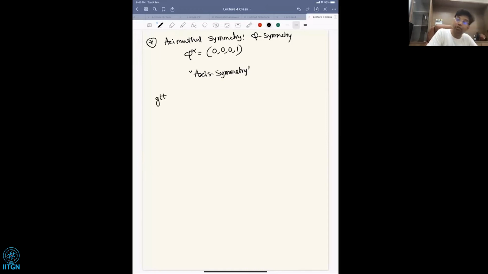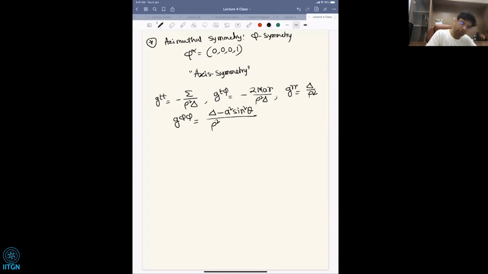I have this metric in front of me: g^tt equals minus sigma by rho squared delta, g^tphi equals minus 2Mar by rho squared delta, g^rr equals delta by rho squared, g^phiphi equals delta minus a squared sine squared theta divided by rho squared delta sine squared theta, and g^thetatheta equals 1 by rho squared.